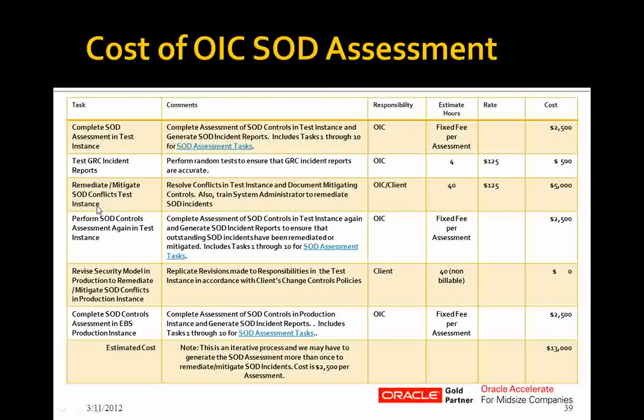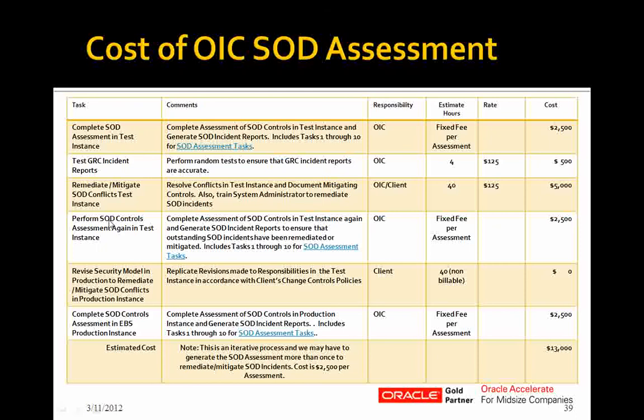And that's 4 hours. Now, the remediate, mitigate the SOD conflicts in the test instance, this is where we work with you. We may do a lot of it ourselves just to show you what needs to be done, but we work with your business process owners. And we estimate this to be a 40-hour effort. It just depends how quickly your business process owners can make decisions. But we estimated 40 hours at our rate of $125 an hour, all right?